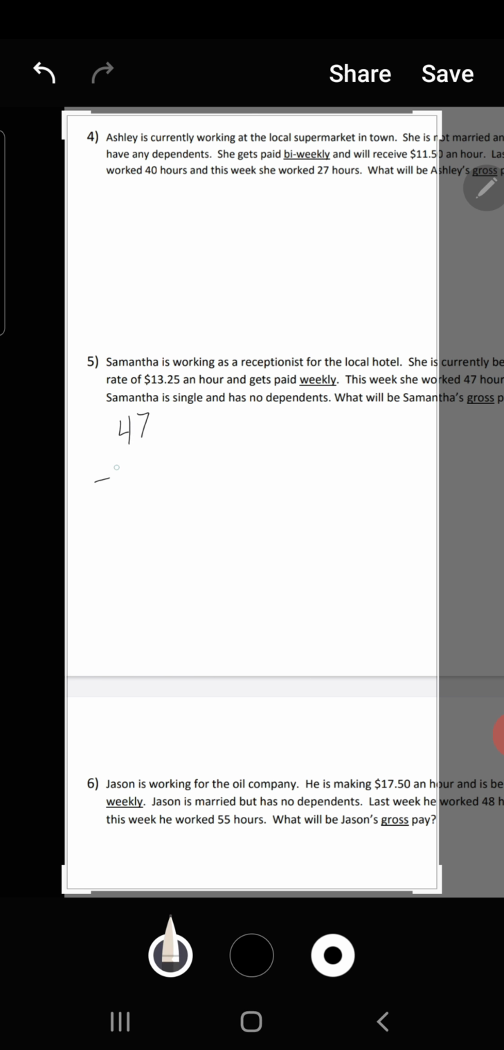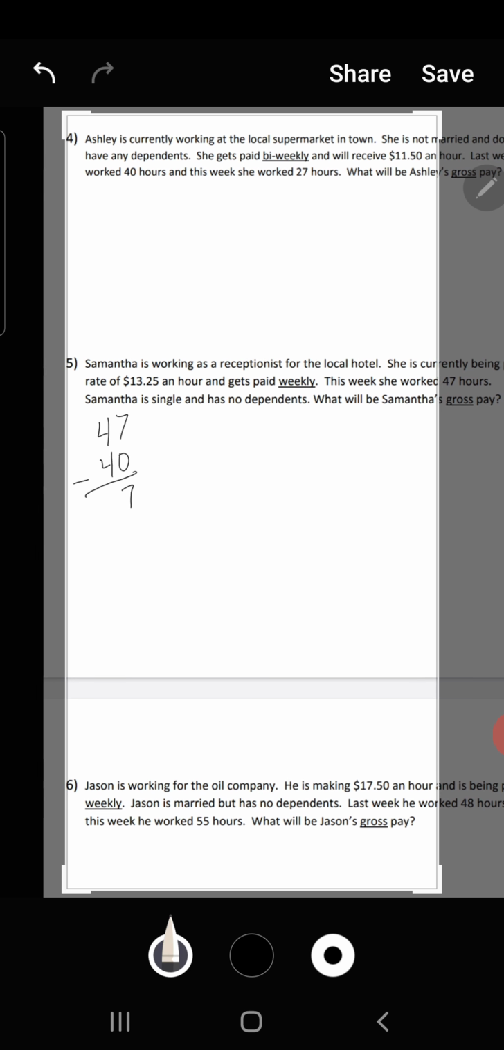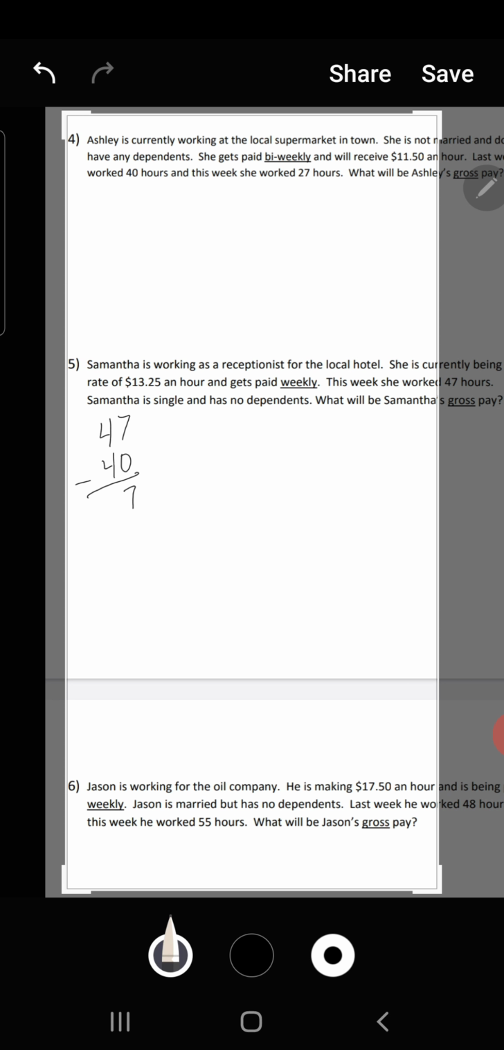So we'll take 47 minus 40, and we see that she worked 7. The reason why I did that is to see how many overtime hours she got. All right, so we have regular pay rate hours, that's what I'm calling them, regular hours. It's 40. Overtime is 7. All right, real quick, pay rate, $13.25.